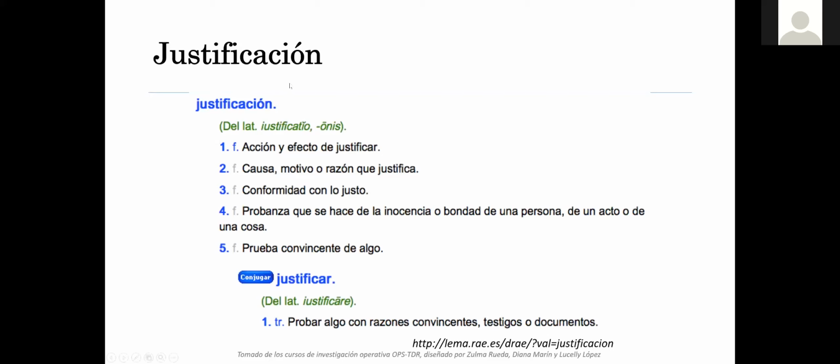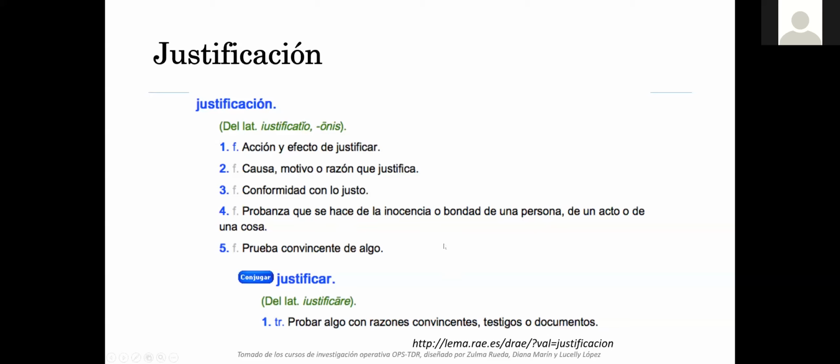If we begin with the meaning of the word justification, taking it from the dictionary, this is the Spanish Real Academy. The justification comes from the Latin justificatio onis, which is to explain the reason, the motive of what is being presented is worthwhile, and how this is in agreement with what we consider to be fair. And be able to prove the innocence or the benefit of a person, an act, or a thing, and how we're going to give convincing proof of something.